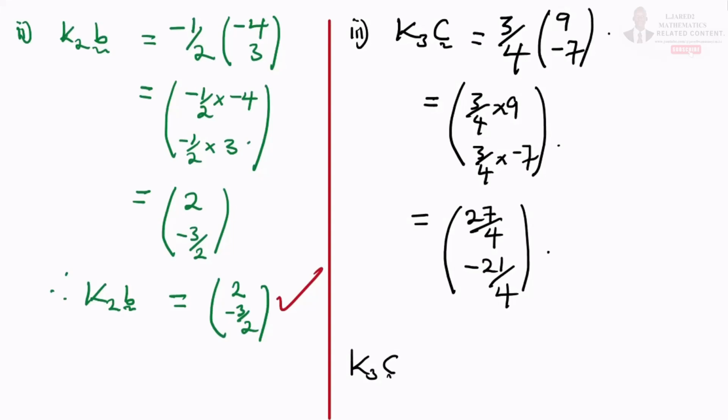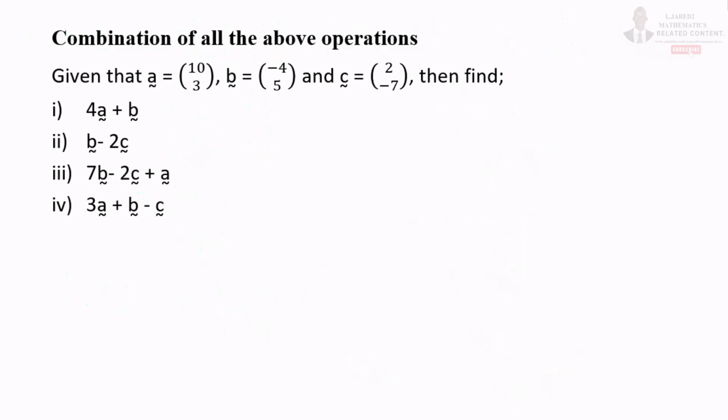Therefore, K3 multiplied by vector C equals (27/4, -21/4) as our correct answer. Let's have more examples in form of a combination of all the above, whereby we are combining the scalar multiplication, addition, and subtraction at the same time. So let's have our response.